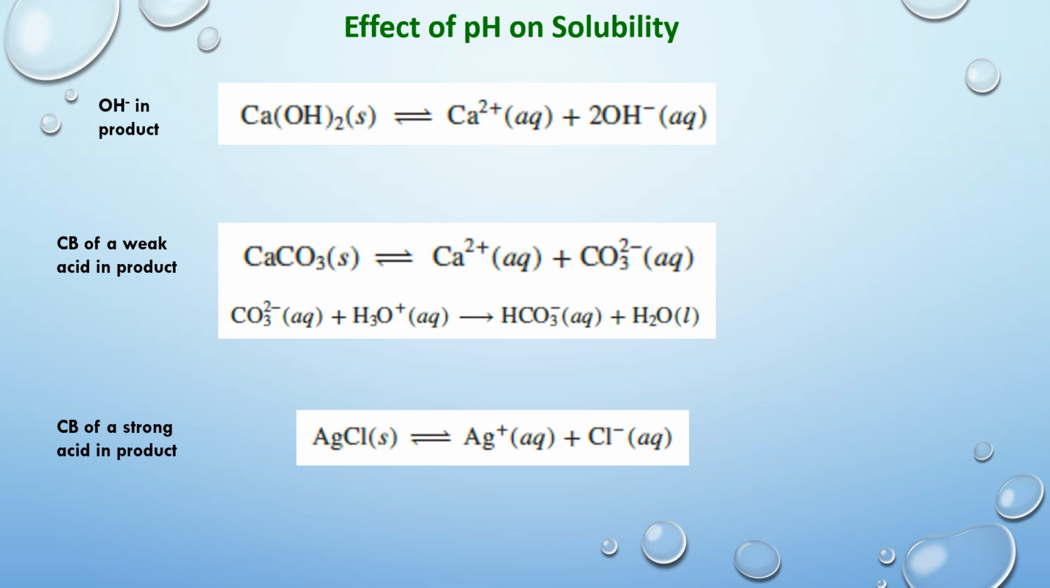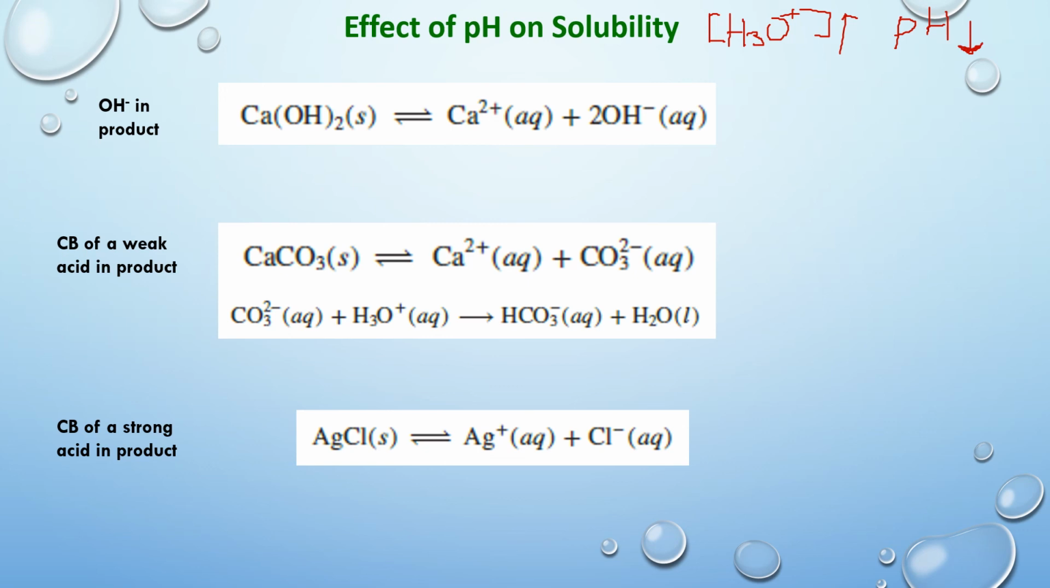So in this class, and for the examples in this slide, we're only looking at the effect when we add the strong acid, or increase the proton concentration in the solution. Increasing proton concentration also means decreasing the pH. So we will see how the solubility is affected by decreasing the pH.